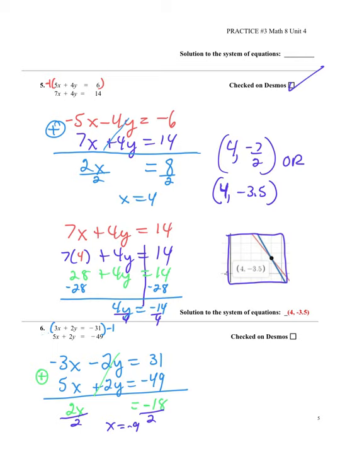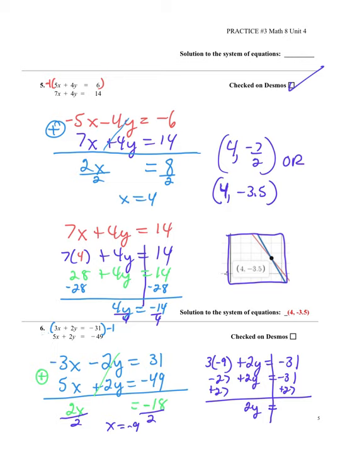Now, take that and plug that in. 3 times -9 plus 2y equals -31. Draw my line, simplify the left. -27 plus 2y equals -31. Add 27 each side. I'm still trying to isolate the y. I'll get 2y equals -31 plus 27 is a -4.